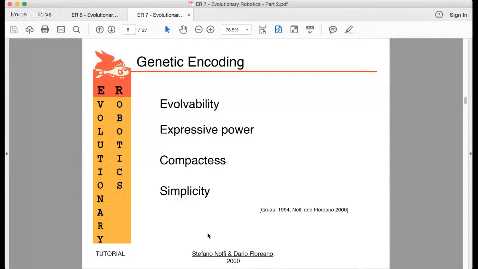In addition to specifying a fitness function, we have to decide how to encode the robot control system and eventually the robot body in the genotype in a manner suitable for the application of genetic operators.